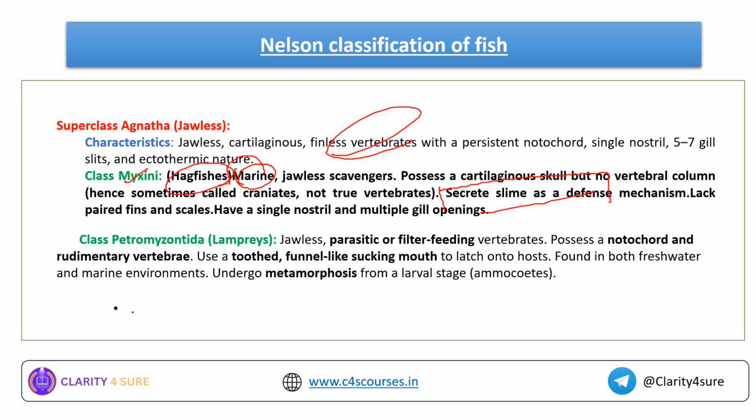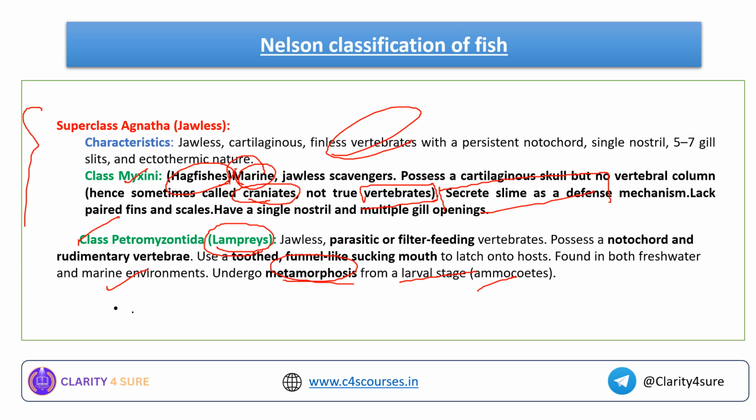And these are known as craniates, which means they are not true vertebrates. Okay, under the class Petromyzontida, the example is the lamprey, and lampreys are jawless, and are parasitic or filter feeding vertebrates. They have toothed heads and a funnel-like sucking mouth to latch onto the host. They are found both in freshwater and in the marine environment. They undergo a process called metamorphosis from the larval stage.